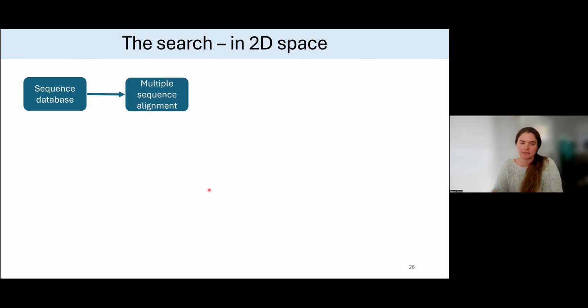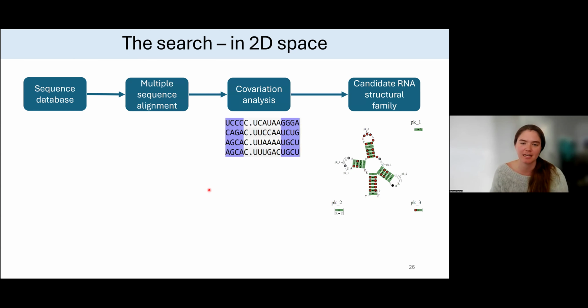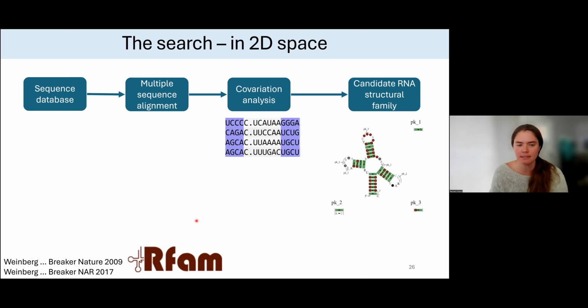What happens is essentially you take the full sequence database, you do a bunch of alignments of these sequences, and you look for covariation. In our case, it's base pairing covariation. Then you look for candidate RNA structural families where there seems to be covariation supporting base pairing. This has been done quite a bit. One of the leading labs is the Breaker lab, and there's a whole family of labs and people involved in an effort called Rfam, which categorizes all these RNA structural families. Again, limited to 2D space, though.